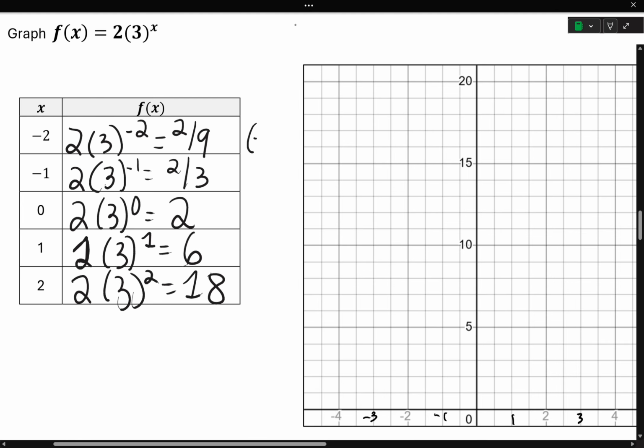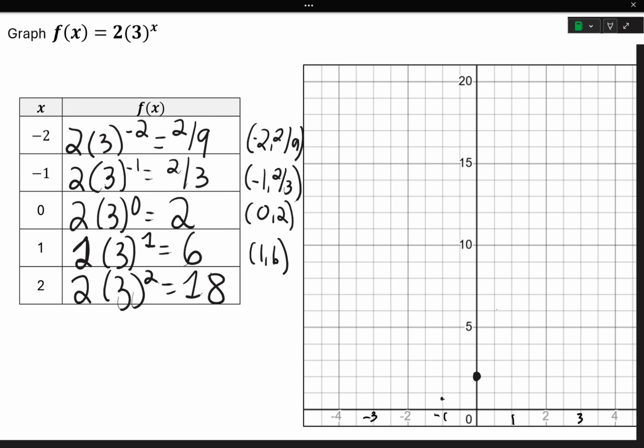Negative 2, 2/9. I'm not going to try graphing that, but I do feel confident I can guesstimate negative 1, 2/3. That would be like there. 0, 2. 1, 6. And 2, 18.